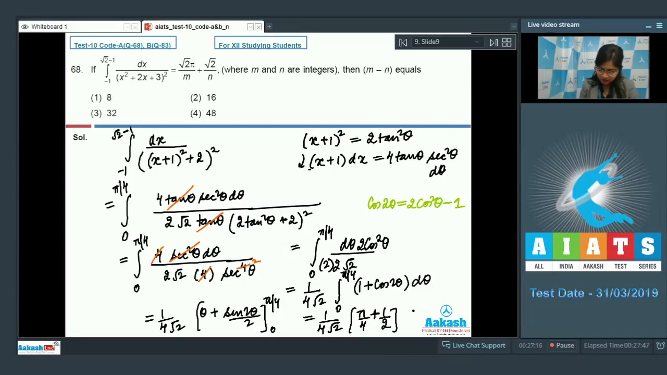So this is equal to, multiplying by √2 in the numerator and denominator, we will get √2 upon 8. Multiplying 8 inside, we will get π upon 32 plus 1 upon 16. Now comparing with the terms given in the question, we can see that the value of m is equal to 32 and the value of n is equal to 16. So the value of m - n will be equal to 16. So from the given options, option number 2 is the correct answer.